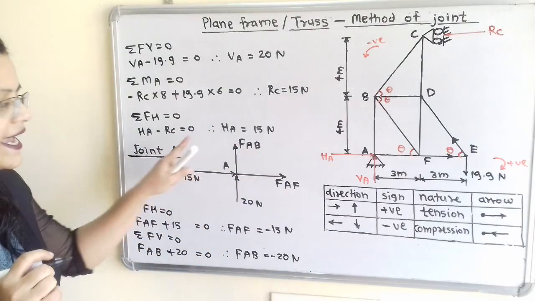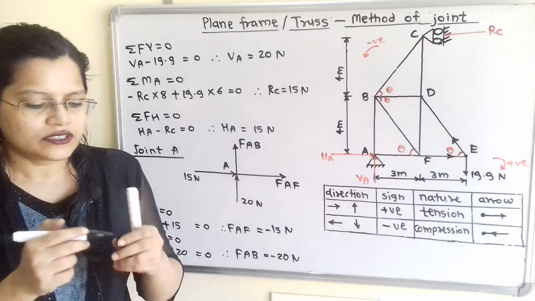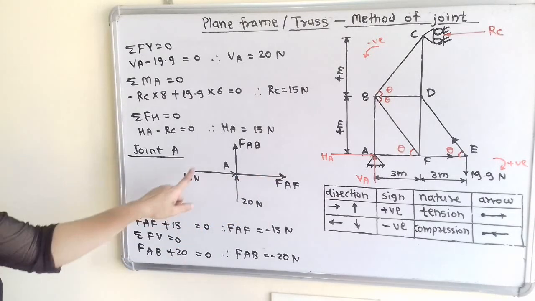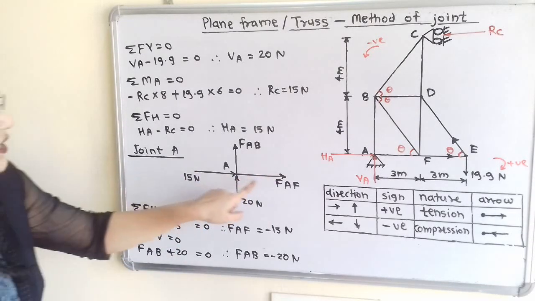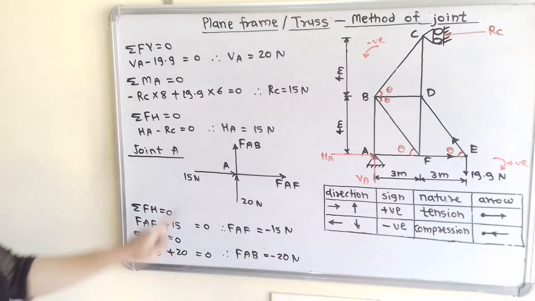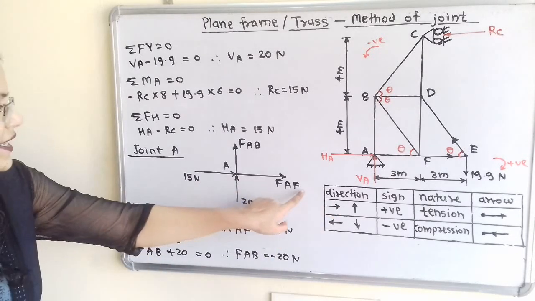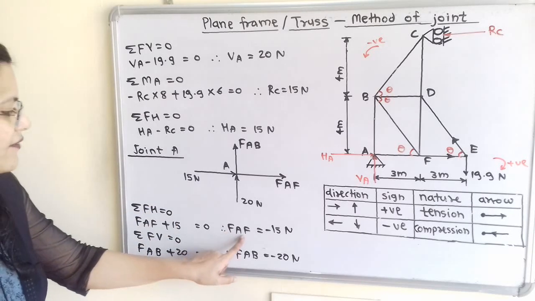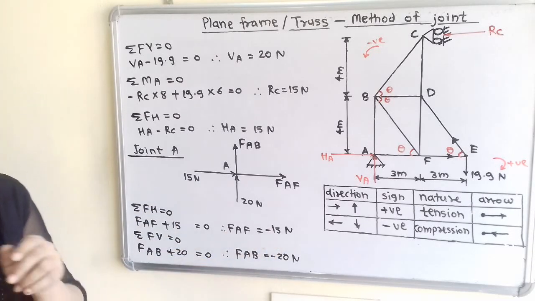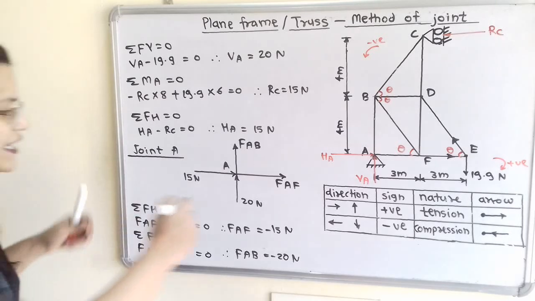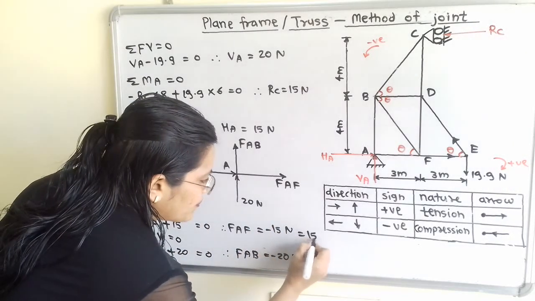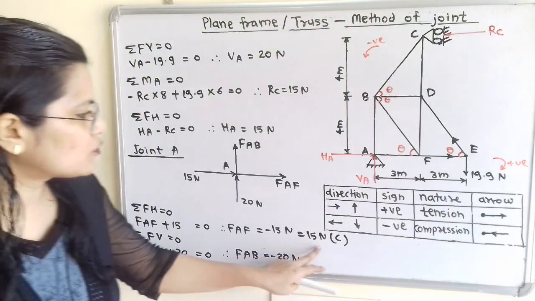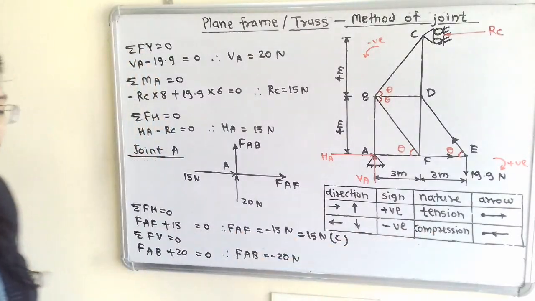Now from this diagram we will apply the rule. Summation of all horizontal forces is equal to 0. So both are in the direction towards right hand side. So we will say plus FAF plus 15 is equal to 0. So FAF is equal to minus 15 Newton. So here answer is negative. So we will write here 15 Newton and compression. Nature is compression for negative sign.